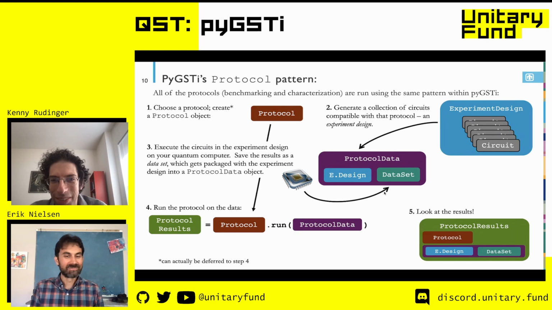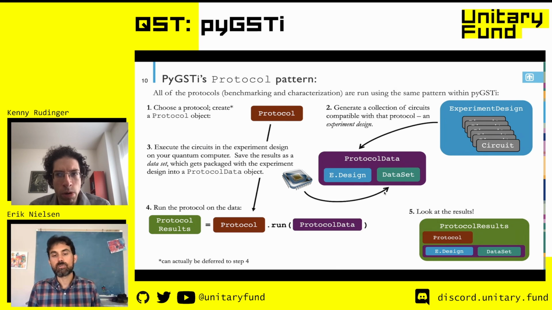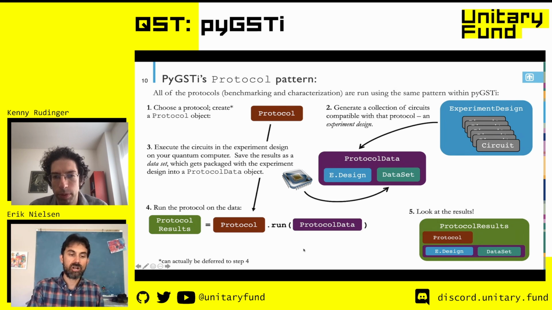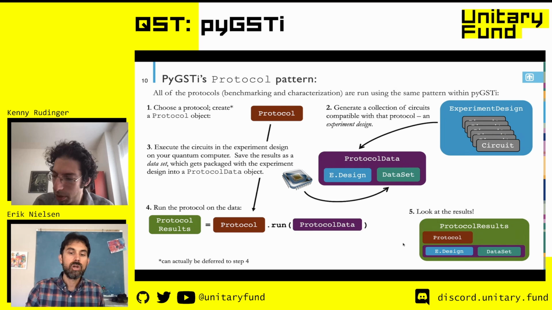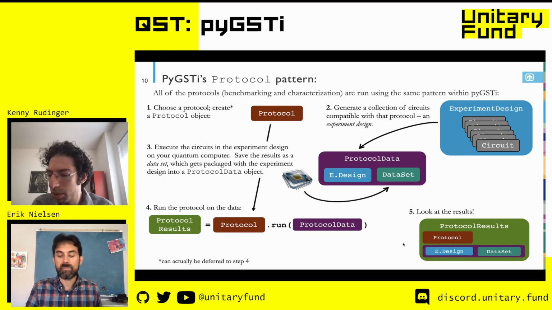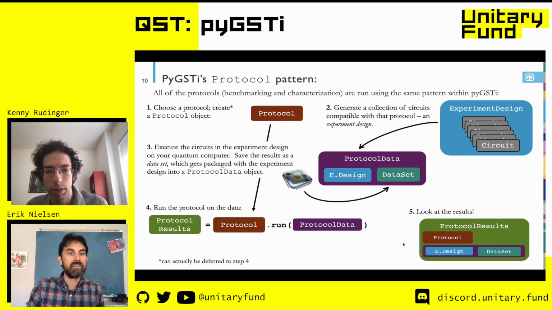Yep. So this protocol data object has packaged all the inputs that you need to run a protocol. And so the protocol object itself has a run method, and you hand it a protocol data object, and it returns a protocol results object. Then you look at the results, and that's the flow. So Kenny's about to give examples of this, and you'll see this flow through what he's about to show you. We'll go through the different use modes in the examples, and so we'll start with use mode 1.